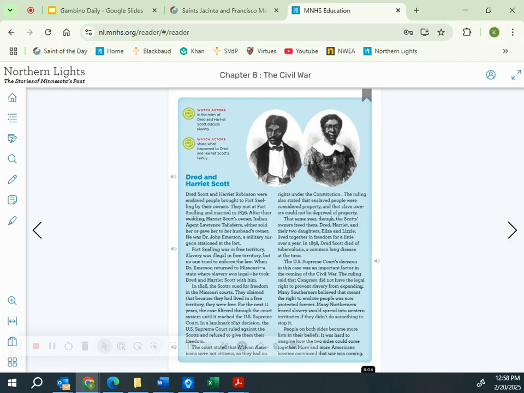Christina. The Supreme Court decided that they did not have a legal right to prevent slavery. Yeah, they ruled against the Scotts and did not give them their freedom.